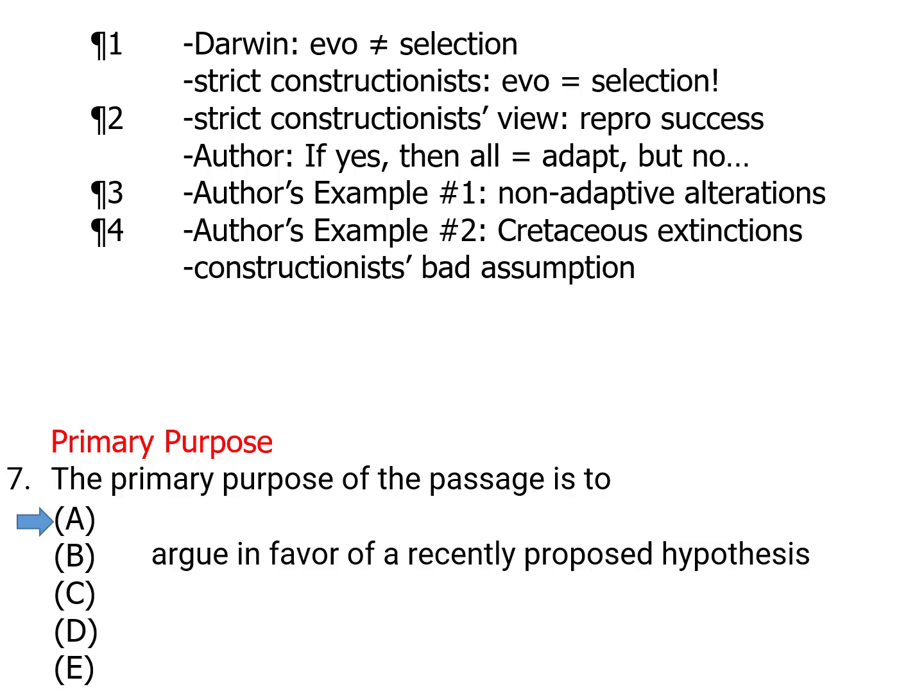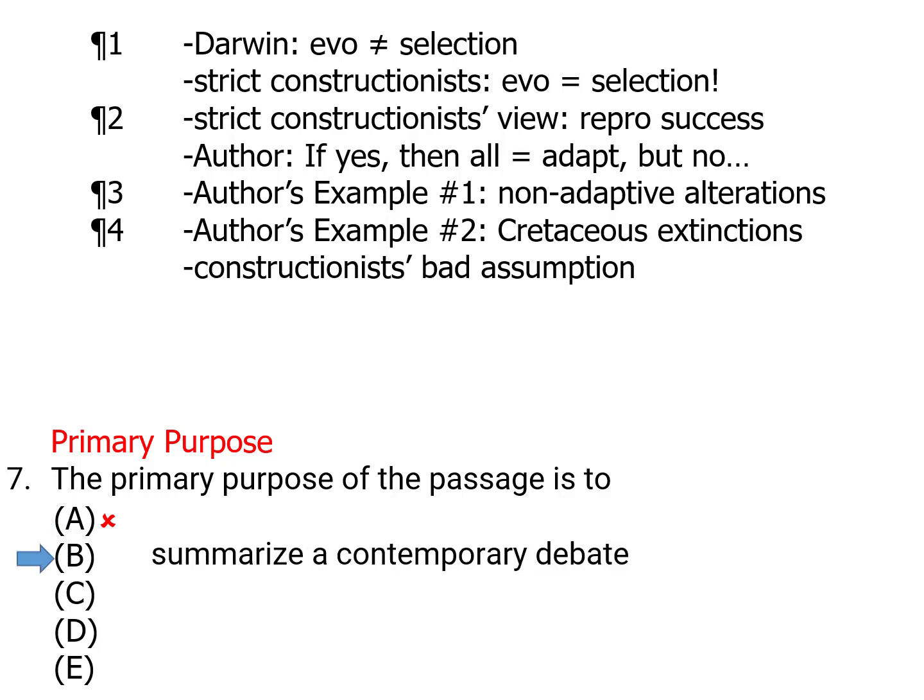Answer choice A, argue in favor of a recently proposed hypothesis. Well, the author is on someone's side, but that would be Darwin. And Darwin's isn't the recently proposed hypothesis. Darwin is the old-fashioned one. These newfangled strict constructionists, they're the ones who are wrong. So it's not A. Look at B.